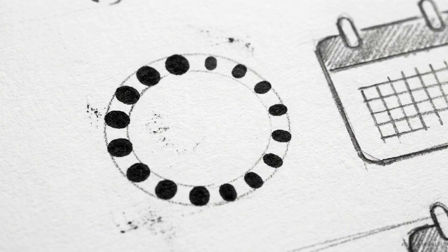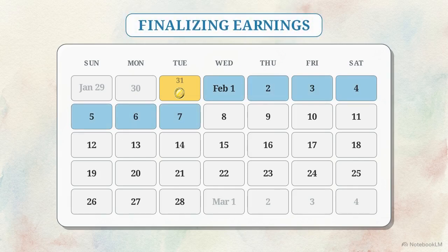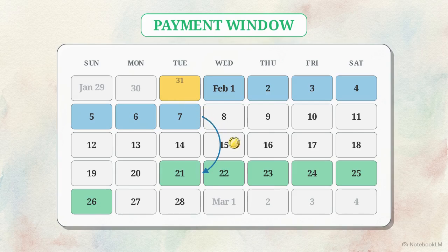Once you cross that $100 threshold at the end of the month, your money enters a designated waiting period. This calendar shows the processing sequence. Hitting the goal on January 31st doesn't mean an instant transfer on February 1st. First, earnings must clear finalization. Once processing ends, Google issues the payment between the 21st and the 26th of the month.